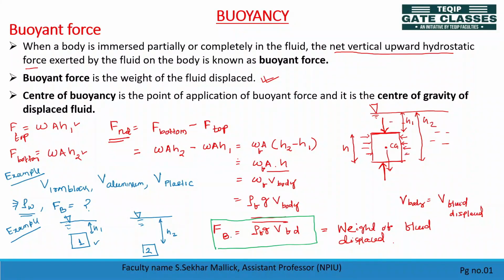See here, buoyant force is equal to density into acceleration due to gravity into volume of fluid displaced. If volumes of the bodies are equal, suppose V1 and V2 are equal, then buoyant force will be equal. It will not depend on h1 or h2. It will not depend on the distance from the liquid surface. Okay.